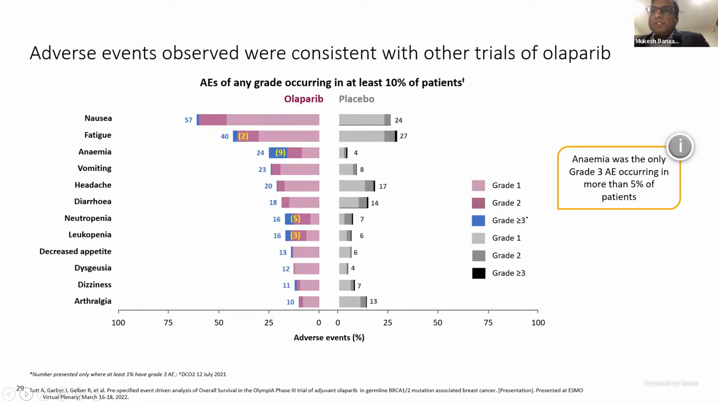So adverse events observed were consistent with other trials of olaparib: nausea, vomiting, anemia, fatigue, and in few patients, neutropenia, leukopenia, dizziness, and arthralgias, which were mostly grade 1, grade 2. Anemia was the only grade 3 adverse event occurring in more than 5% of patients.